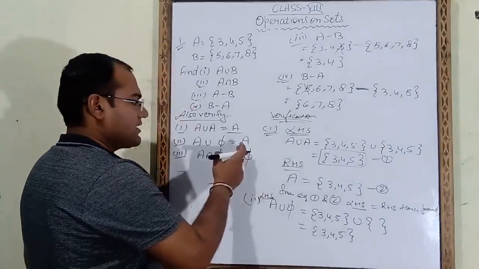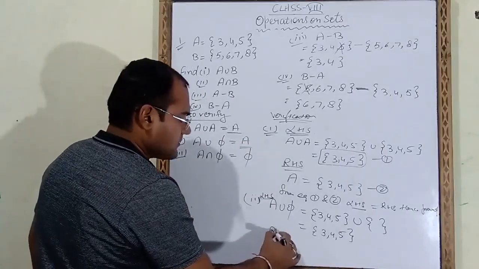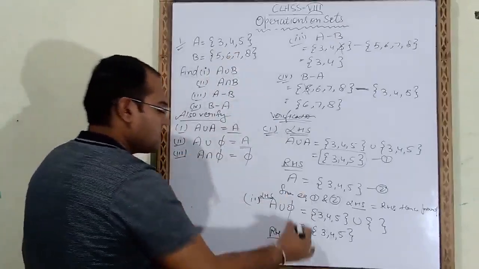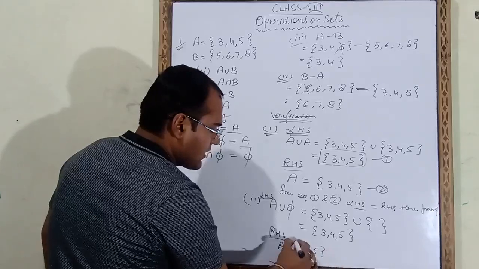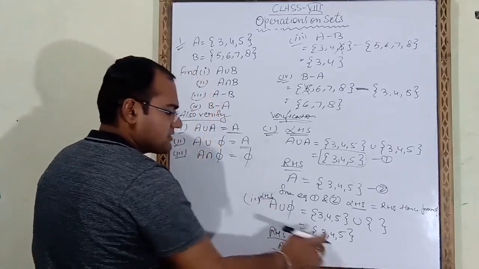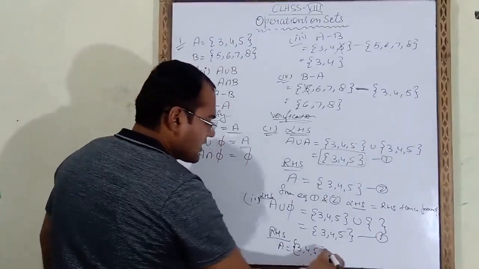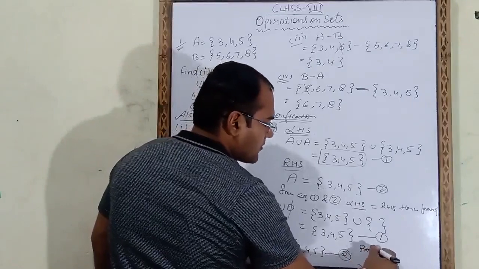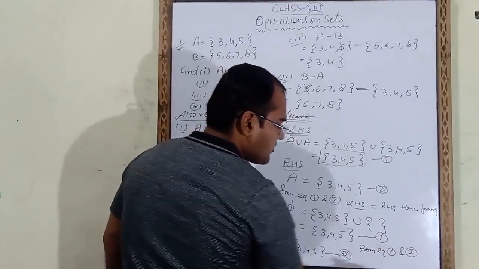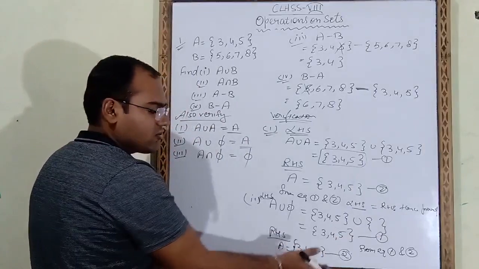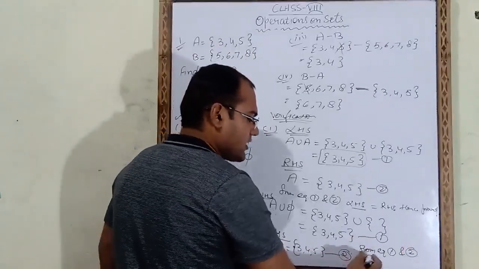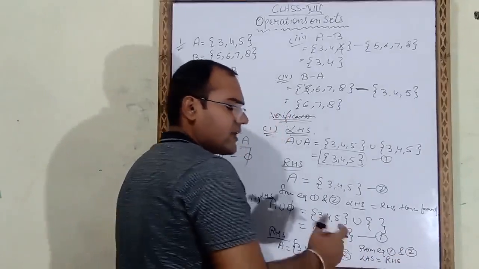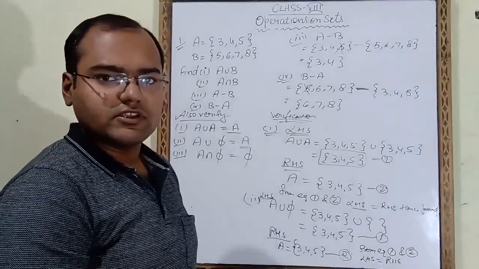Now we will solve right hand side. Right hand side is A, and the answer of A is 3, 4 and 5. Left hand side answer is equation 1. Right hand side answer is equation 2. So we can say from equation 1 and 2, the answer of equation 1 is 3, 4, 5. The answer of equation 2 is also 3, 4, 5. So from equation 1 and 2 we can say left hand side is equal to right hand side. Like this you have to do these questions.